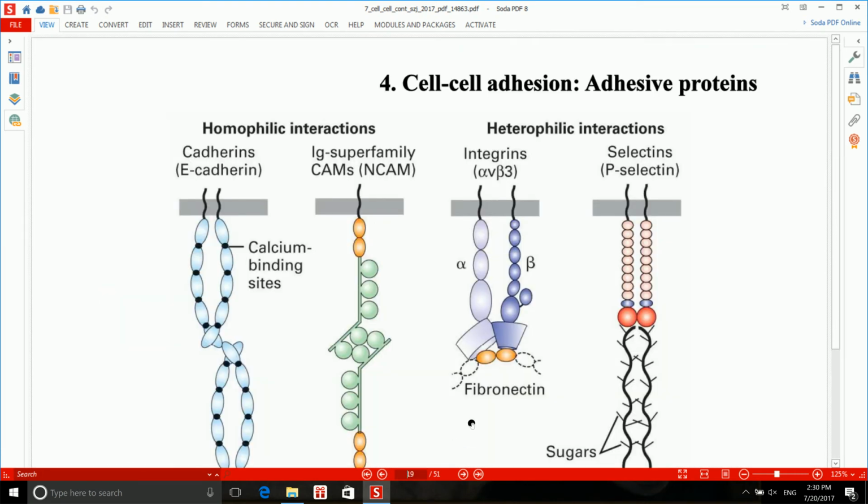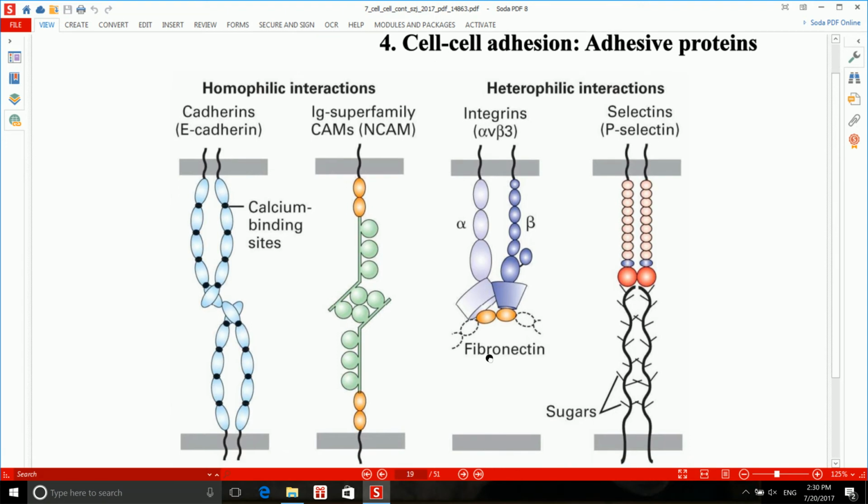Now let's talk about all these adhesive proteins. We already talked a bit about integrins. We said integrins are heterodimers formed by two different monomers, like fibronectin. Fibronectins are also heterodimers.